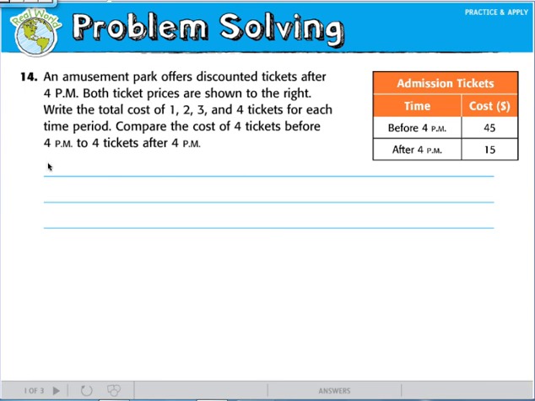So you have to make a chart. Four numbers. 4 tickets before 4 and 4 tickets after 4. Here's before, here's after, here's the prices. You're going to tell the difference of the cost using patterns before 4 and after 4. Okay?